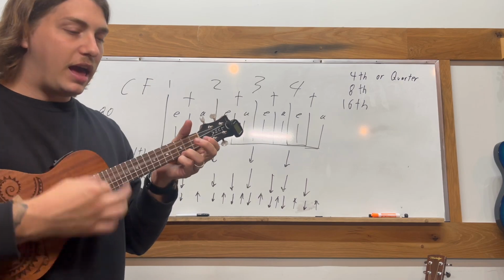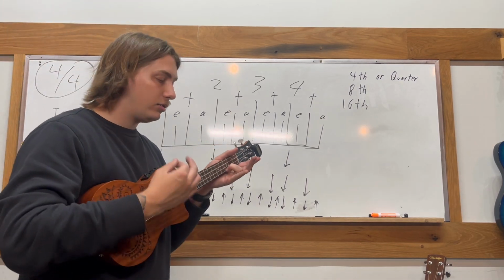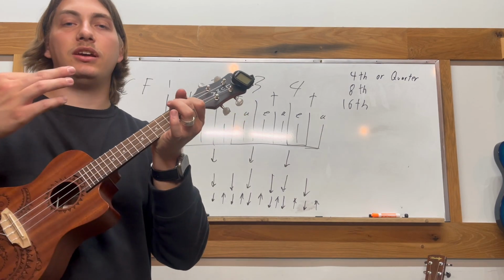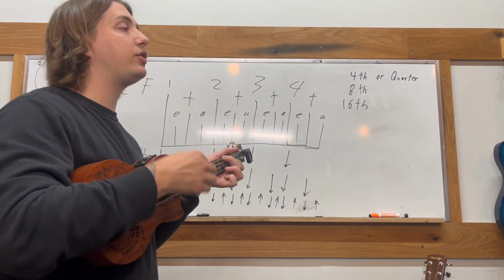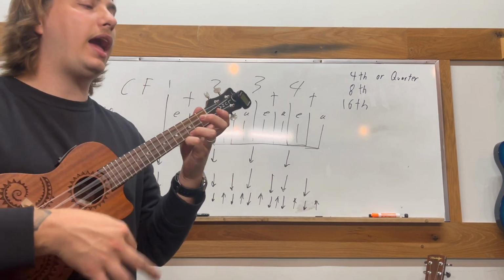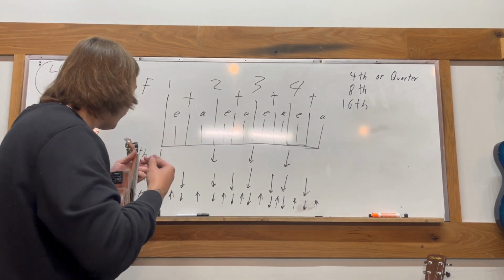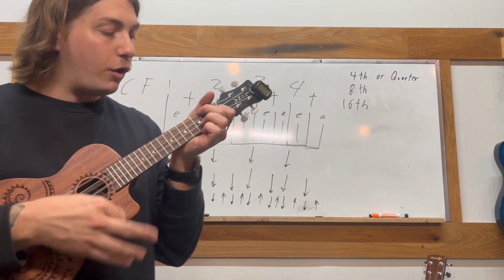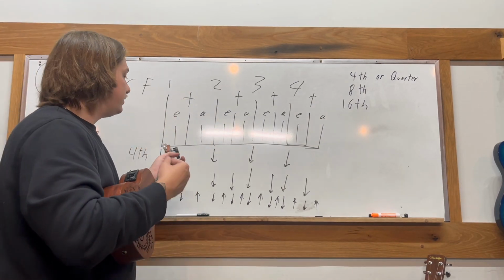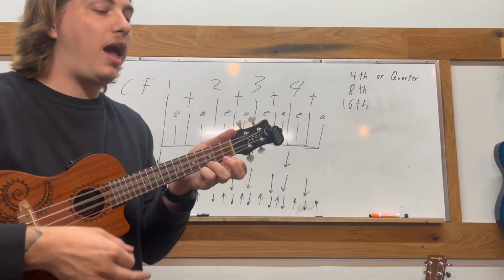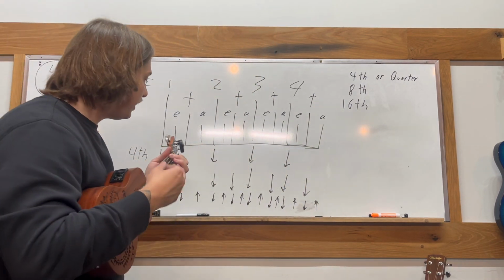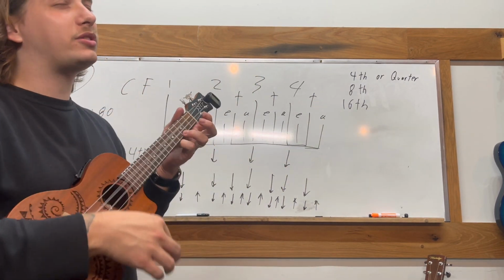Ready? C, sorry. 3, 4, and F. Remember, we're strumming like this. Don't strum with your thumb. Ready? Eighth notes: and 2, and 3, and 4, and F, and 3, and 4, and C, 2, and 3, and 4, and F, 2, and 3, and 16th notes.